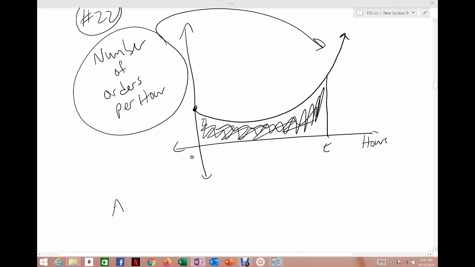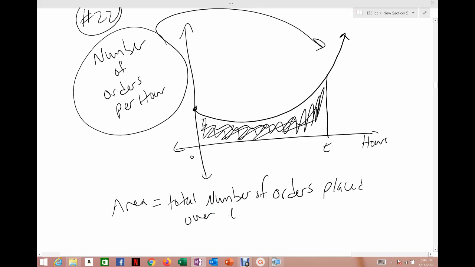And so that area would represent the total number of orders placed over T hours. That's what that area would represent. It gives you the total numbers. The function is how fast the orders are being placed. The area totals would be tallying, adding up all of the orders over those hours. That's what the area represents.